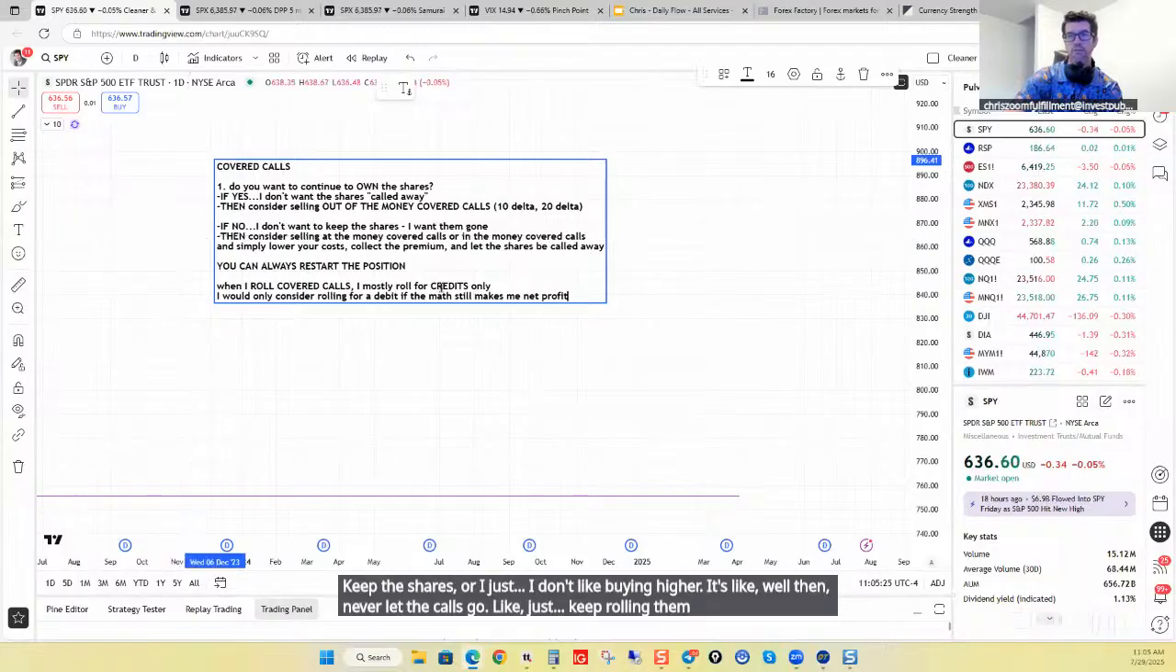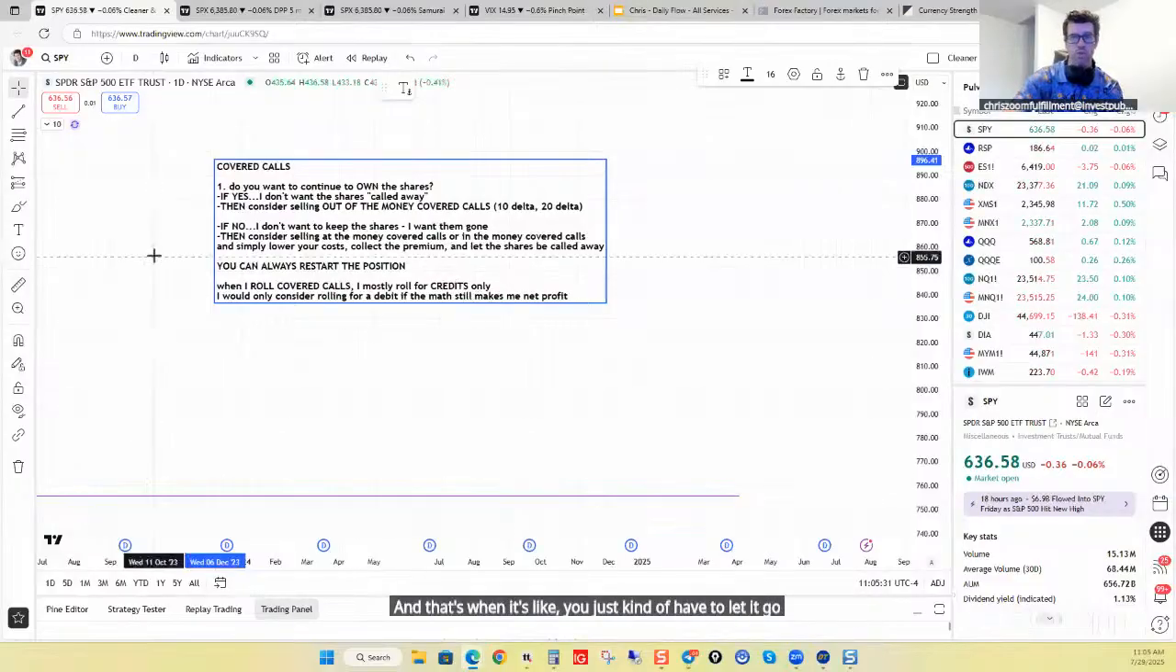But at some point, if the market runs too far ahead of you, you're not going to be able to roll it for much of a credit. And that's when you just kind of have to let it go. If the math doesn't work, just let the shares go.